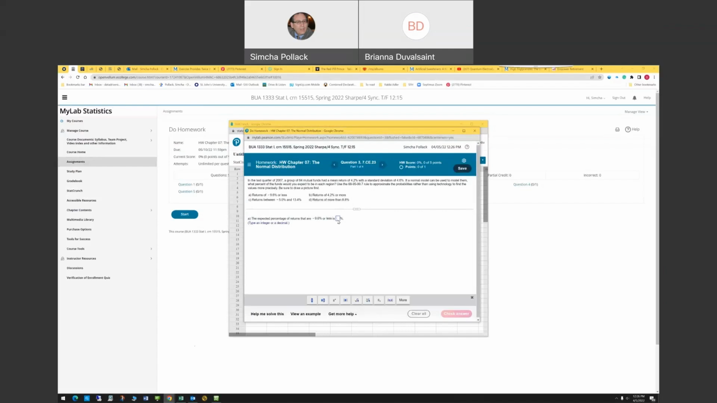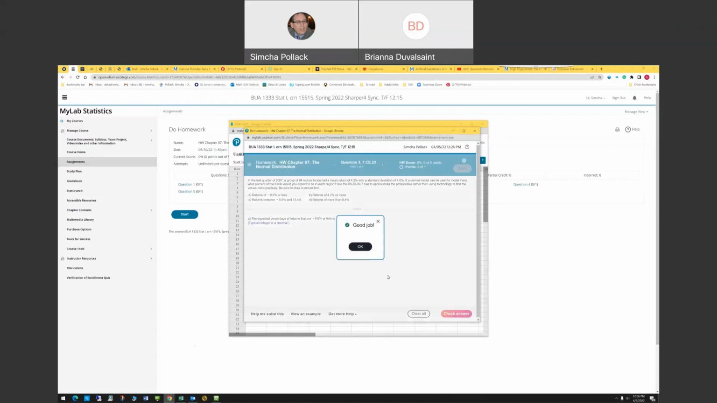Five. Oh, they wanted it as a percentage. So it's 0.15%. So this answer would work. But if you use the exact method, you'd probably be putting in 0.13%. But this would work. Let's check it out. Okay, that's how it works.